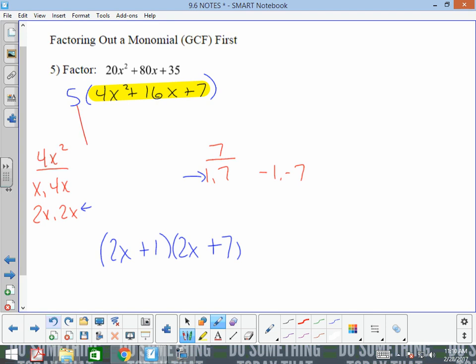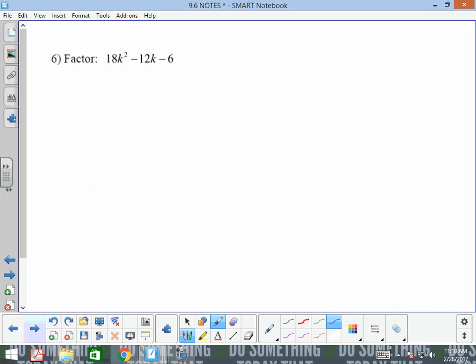Now, remember to bring down that 5. We started out with that greatest common factor. It has to be part of our answer. All right, let's look at one more. Number 6, the greatest common factor just happens to be 6. So divide each term by 6, and we get 3k squared minus 2k minus 1.